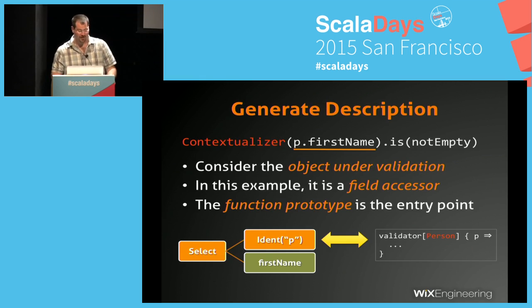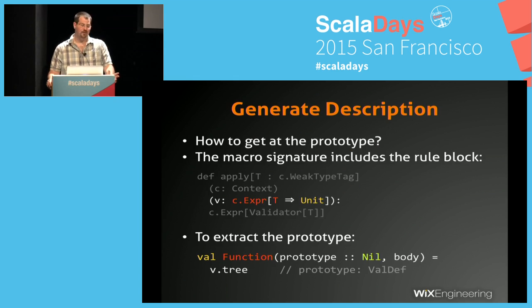Moving on a little bit, sorry about that. This here is the little subtree. P.firstName is a select abstract syntax tree node that on its left side takes the identifier p, and on the right side takes some term name called first name. That's what I'm interested in, and if I have both that and the function prototype, I can match them.